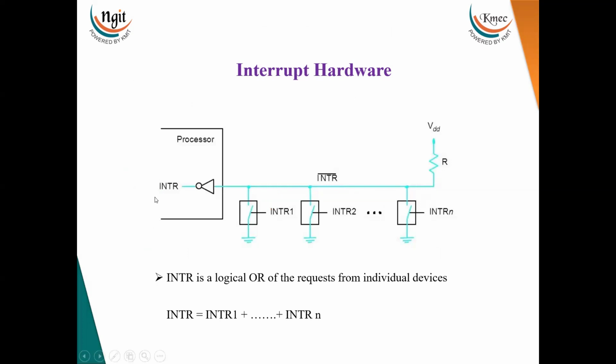If more devices are on, INTR will be calculated using INTR 1 OR INTR 2 and so on. This is not arithmetic addition; this is a logical OR. Logical OR means what? Try to recall the OR gate truth table. If one or more input signals are logic high, then the output will be logic high. If more than one device is sending the interrupt signal, then also INTR is equal to 1. If one device or more than one device sends the request signal, then INTR is equal to 1. This is the interrupt hardware circuit.